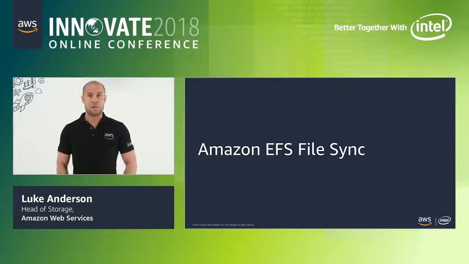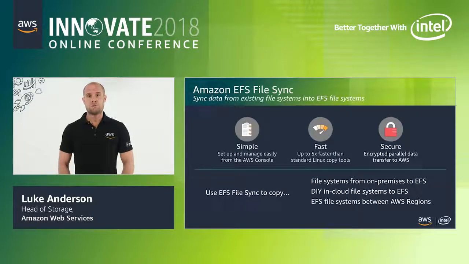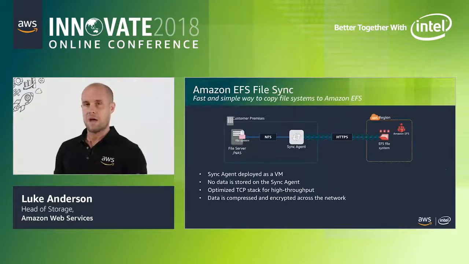The next thing we're going to talk about is Amazon EFS File Sync. With EFS File Sync, you can move data from your file systems inside your data center or your regional offices into an Amazon EFS file system. And you can do it very quickly, very easily, and securely, as everything is encrypted end-to-end as you're moving the data. How it works is that you deploy a sync agent inside your data center or your regional office.